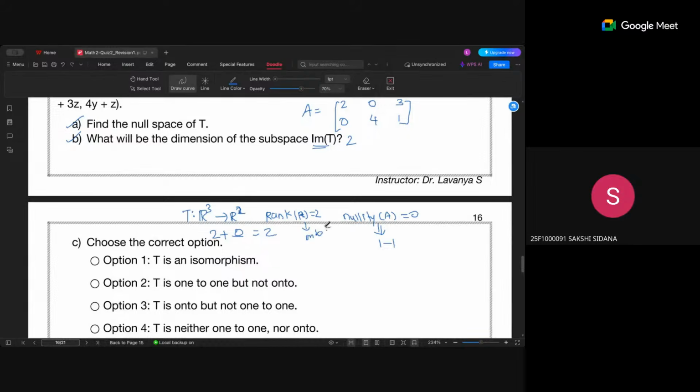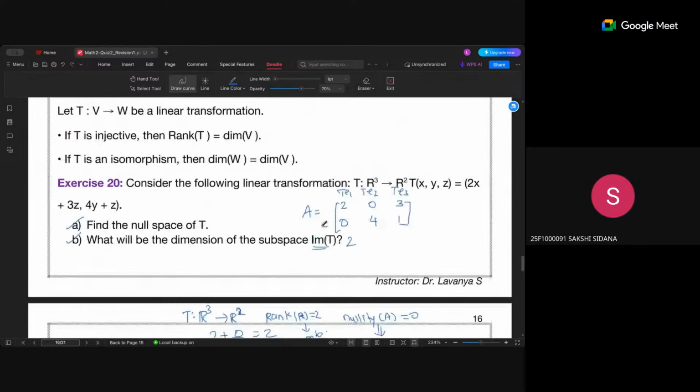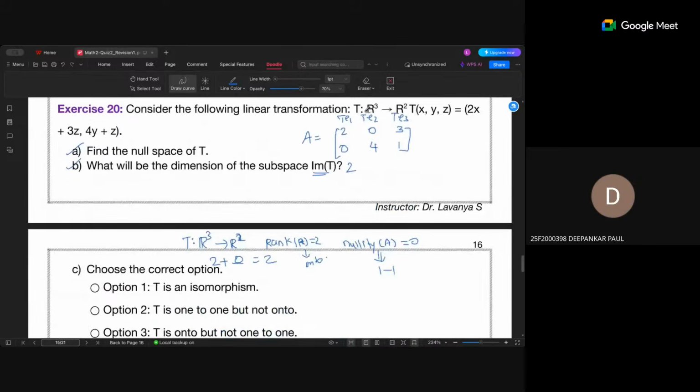Excuse me, ma'am. It cannot be both 1 to 1 and onto. If it is both 1 to 1 and onto, then nullity is 1, no? And the nullity of the matrix is 1, so it is not 1 to 1. 2 plus 1 equals 3, should be, no? Yeah, correct. Here it is 3, right? Yeah, that's what I was wondering. Here it cannot be both 1 to 1 and onto. So here nullity is 1, so it is not 1 to 1. Only onto. Yeah, so sorry.